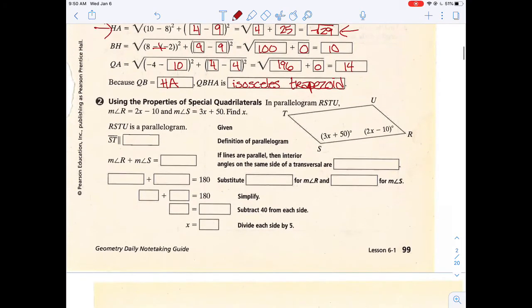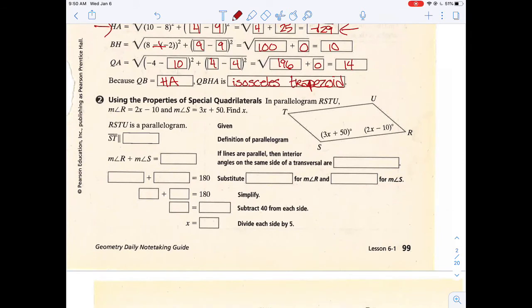Okay, question 2. Using properties of special quadrilaterals. So, we know that this is a parallelogram, which is important. And then it gives us the angle measure equations. And we're trying to find x. So, since this is a parallelogram, that means that these two angles add up to 180.